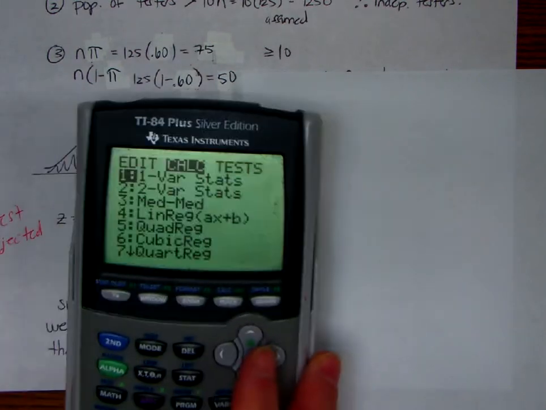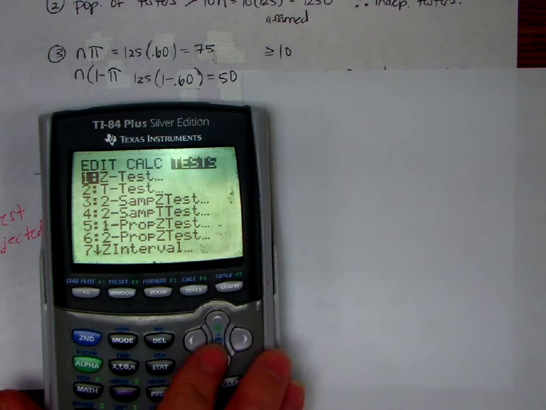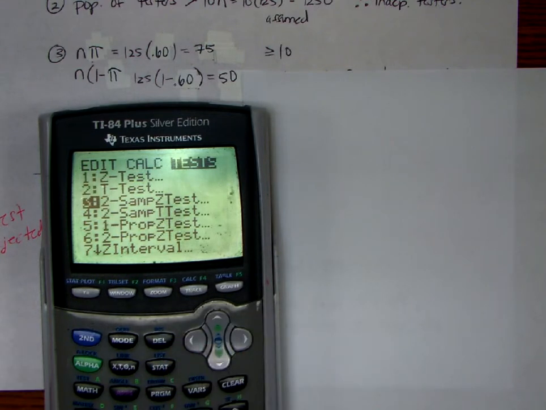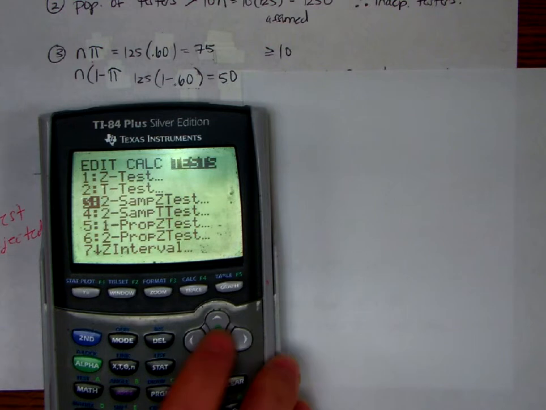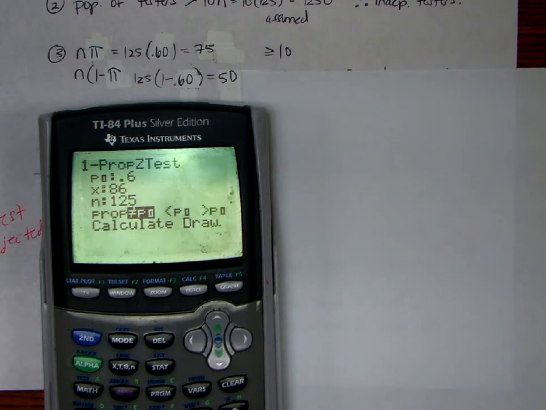So stat test, and I'm doing a one proportion Z test. If it's a proportion, the calculator better say proportion. So I'm going to number 5. Press enter. My null hypothesis is 0.6.